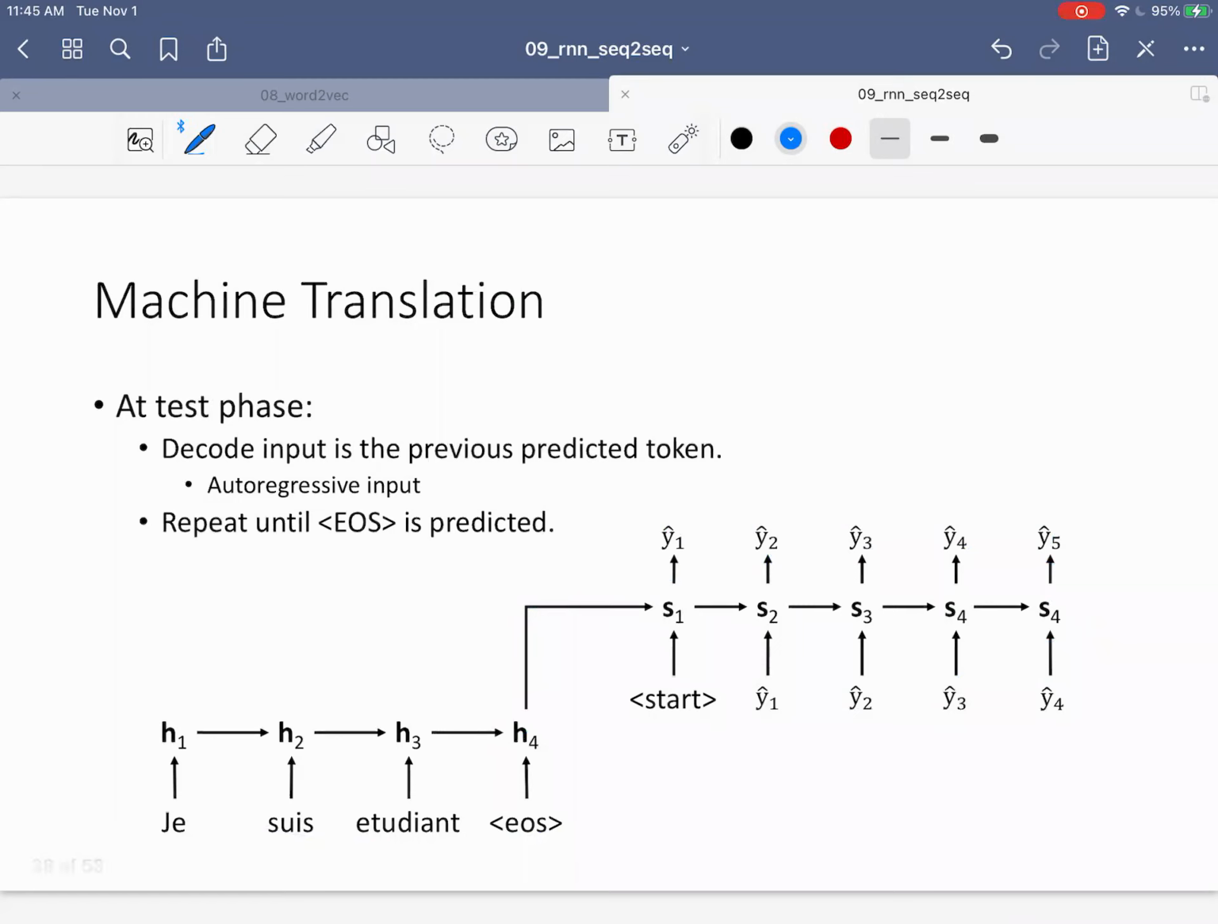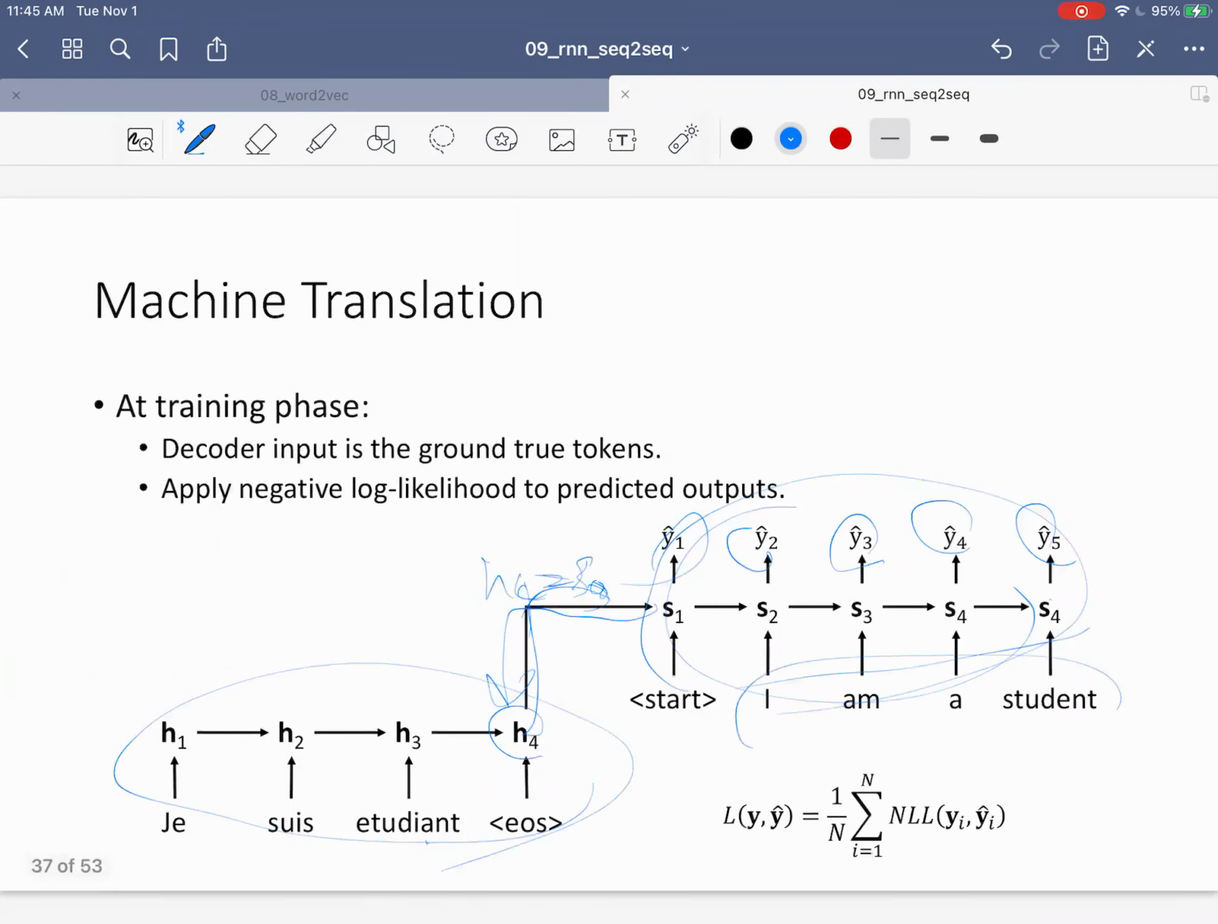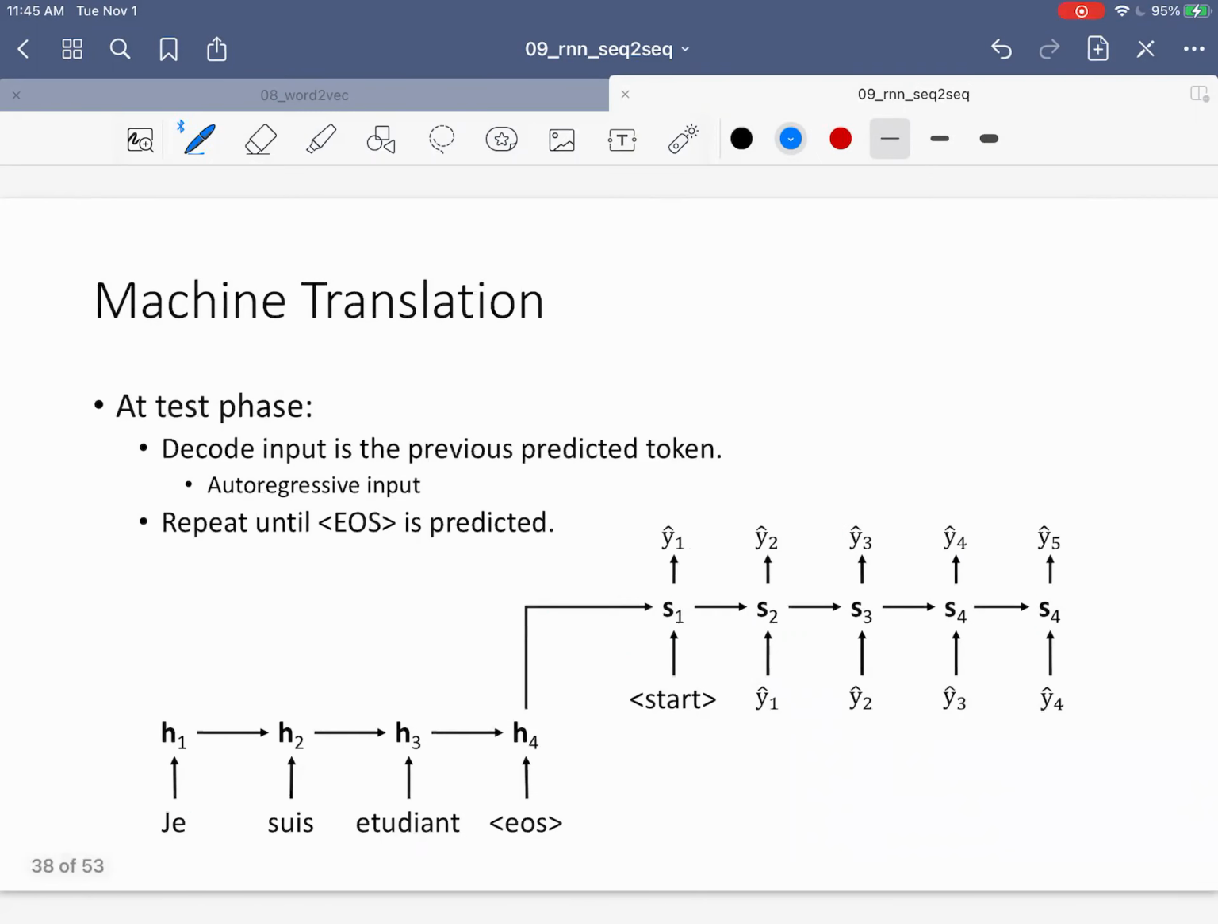And at inference time, at test phase, you don't have "I am a student" as a ground truth input. In the test time, you have to do it all on your own. Your decoder has to generate the translation in an autoregressive manner. So you put in Je suis étudiant. This is fixed, right? Your French input is fixed because it is given to you as an input.